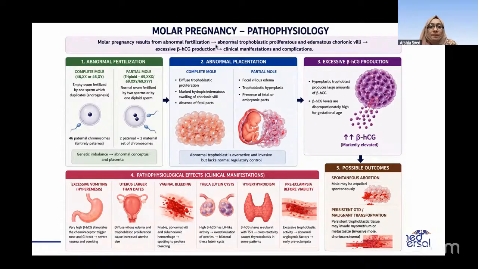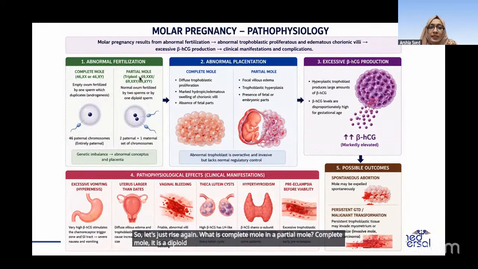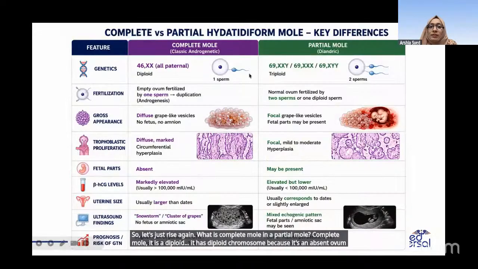So let's just revise again. What is a complete mole and a partial mole? Complete mole is diploid, it has a diploid chromosome set, because an absent ovum is getting fertilized by a single sperm which duplicates.